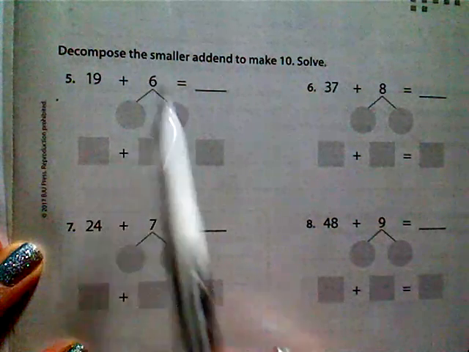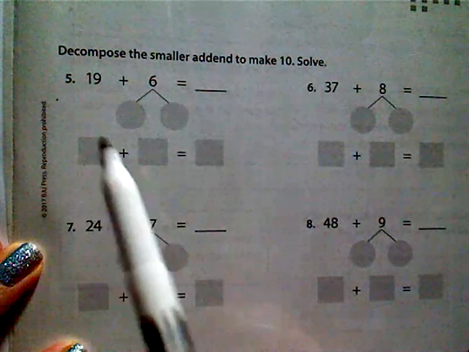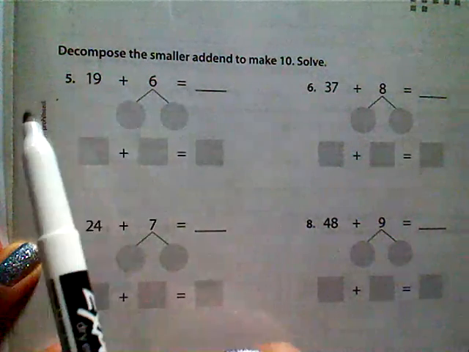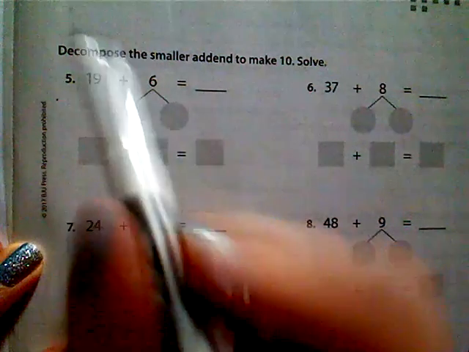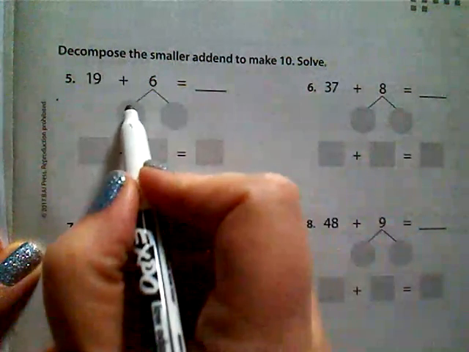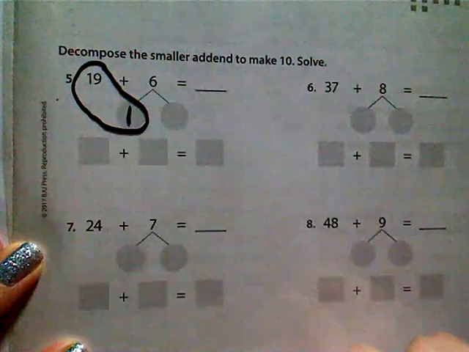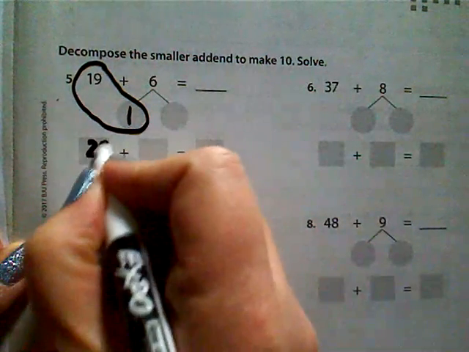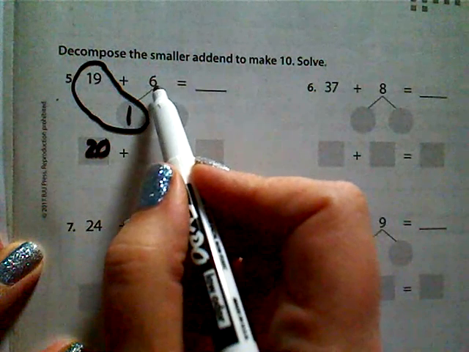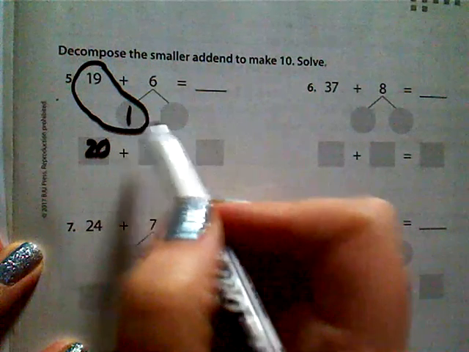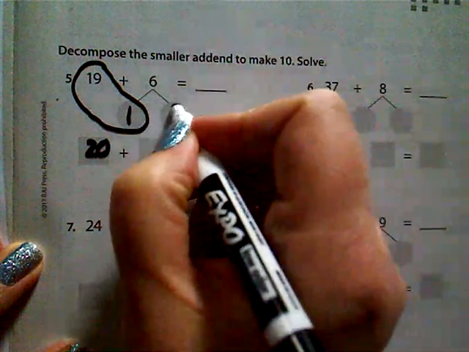What we want to do is decompose the 6. We want to take that 6 apart and think about what we can use to help the 19 become a decade number, a multiple of 10. So I know if I take 19 plus 1 more, that would be a total of 20. So now with this 6, I need to think of 6 is the same as 1 plus what number? Good. So that is 5.